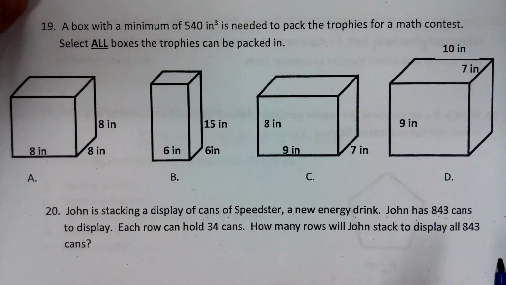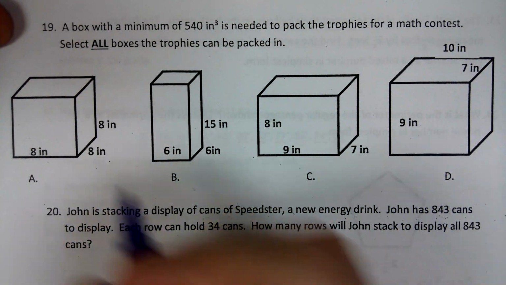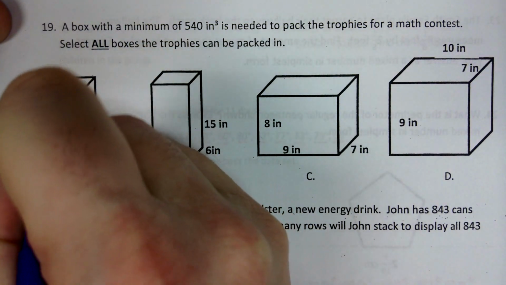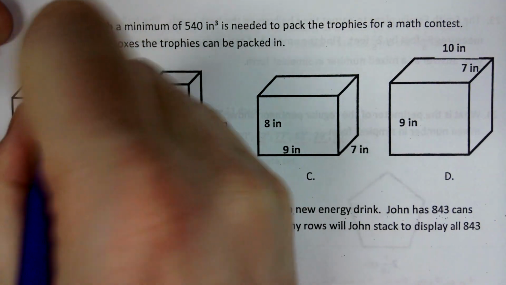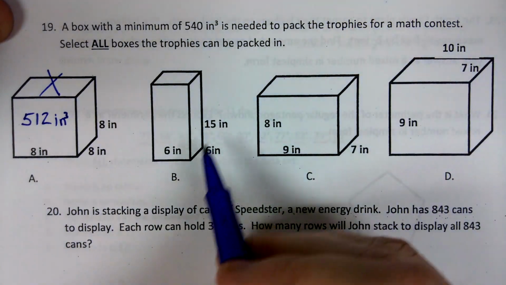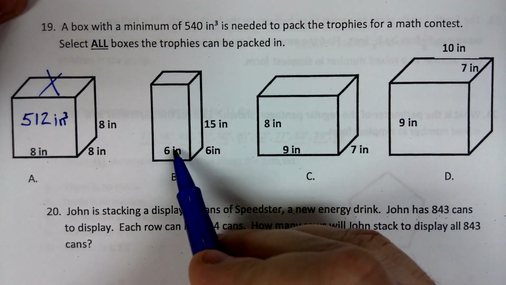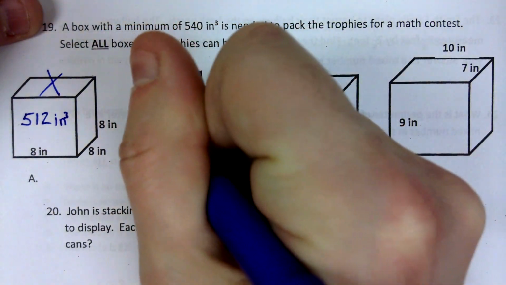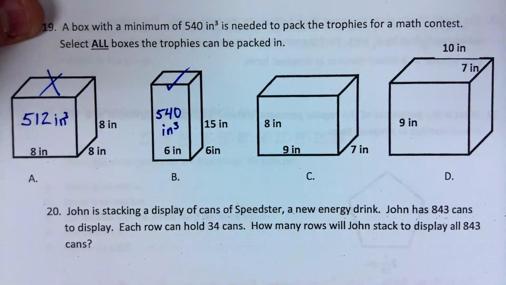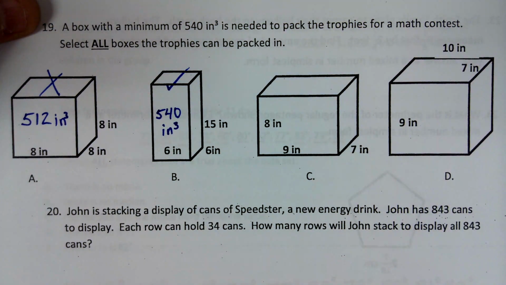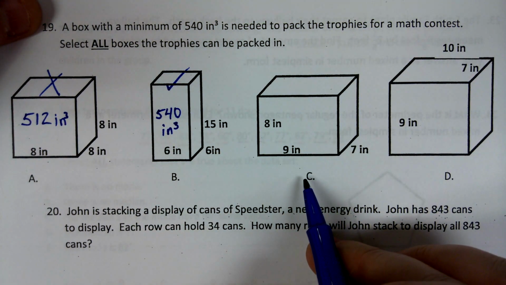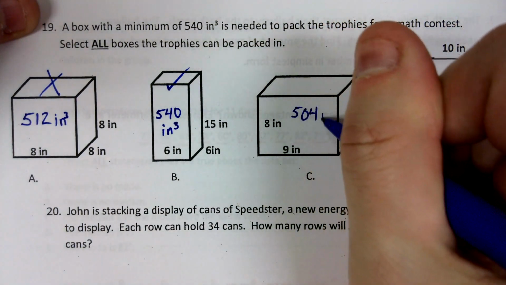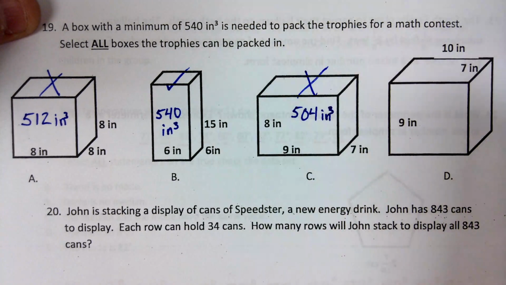Now the first one, I'm not going to multiply this out. I know you can do that. The first one, if you multiply it correctly, you should have gotten 512 cubic inches. That one's a no-go, not big enough. The second one, if we do the 15 times 6 is 90 times 6, that gets us exactly 540 cubic inches. So B is in play. That one can work. The letter C, I almost said number C, if you multiply those out, you get 504 cubic inches. Not big enough.